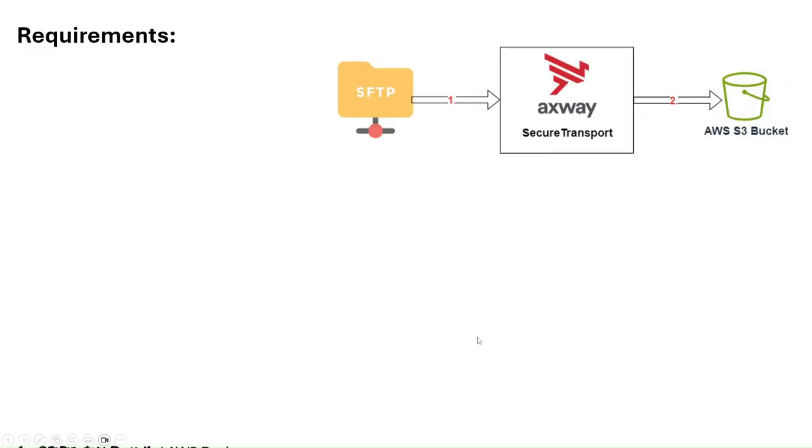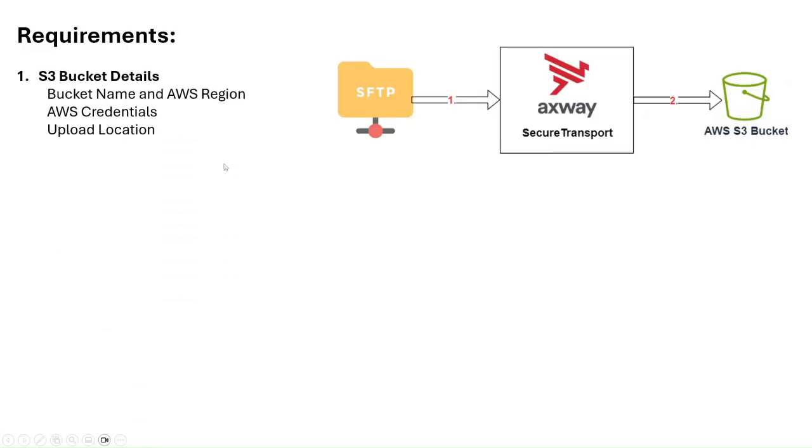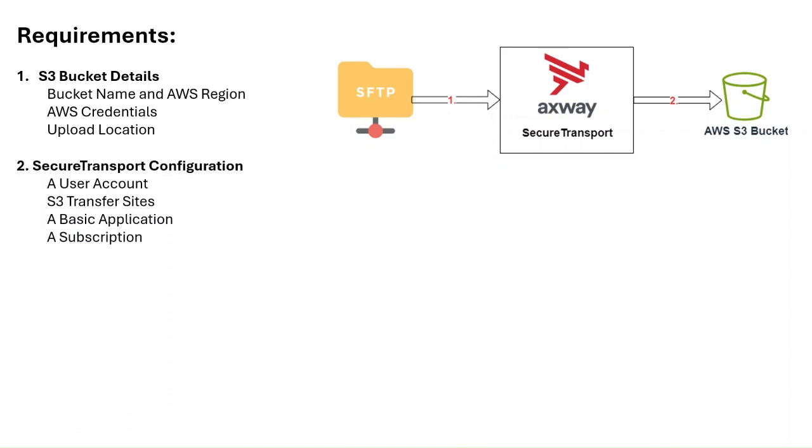So firstly I'm going to need the S3 bucket details. So this is where I'm going to send the file. So I need my upload location, some credentials and the name and region for the bucket. And then on Secure Transport, it's pretty simple. In this case, I'm going to need a user account, an S3 transfer site, and I'm going to need a subscription to push the file as we receive it. Okay, let's get into building it.